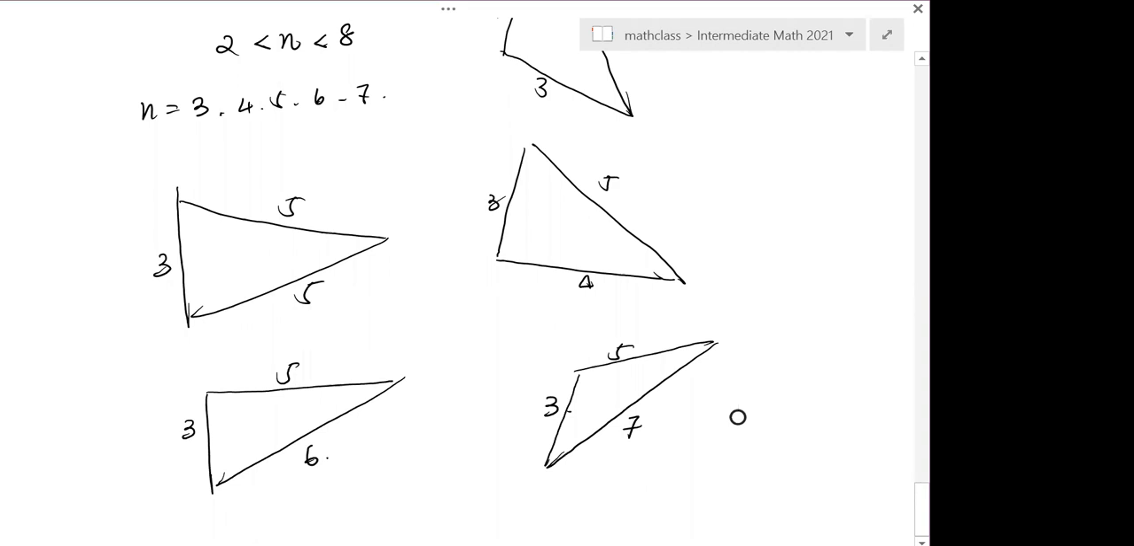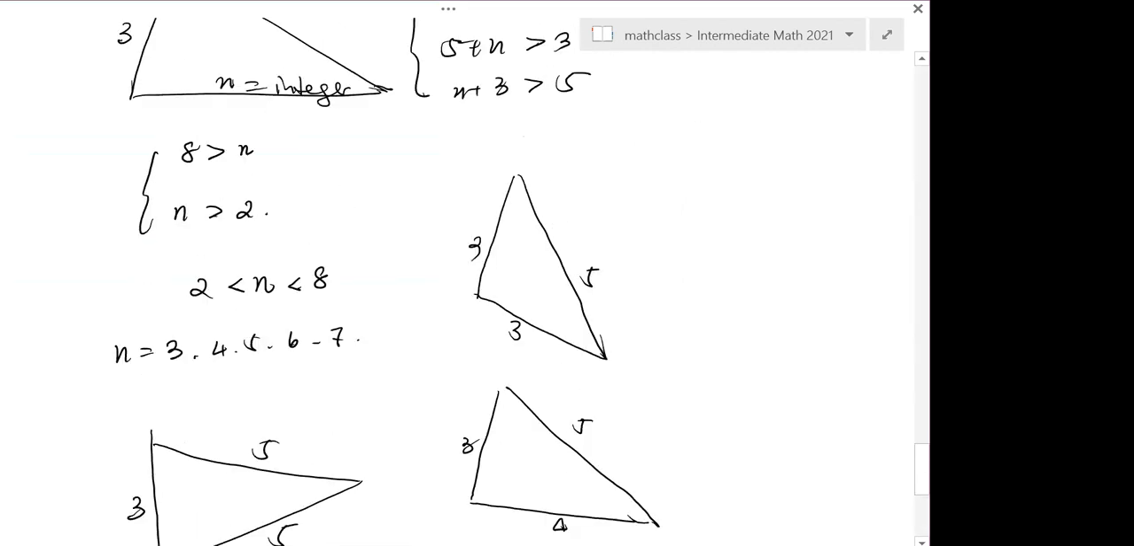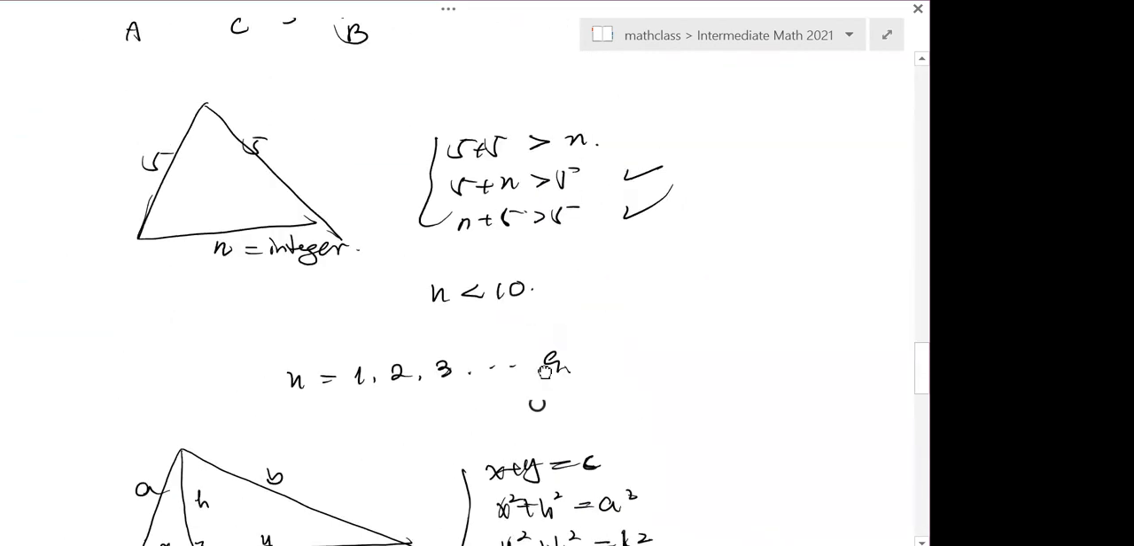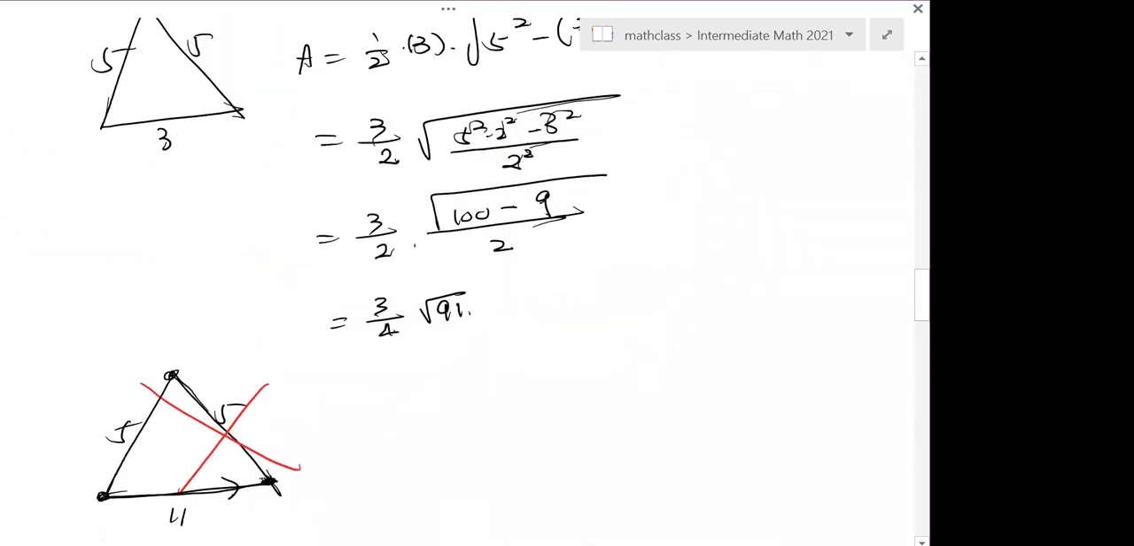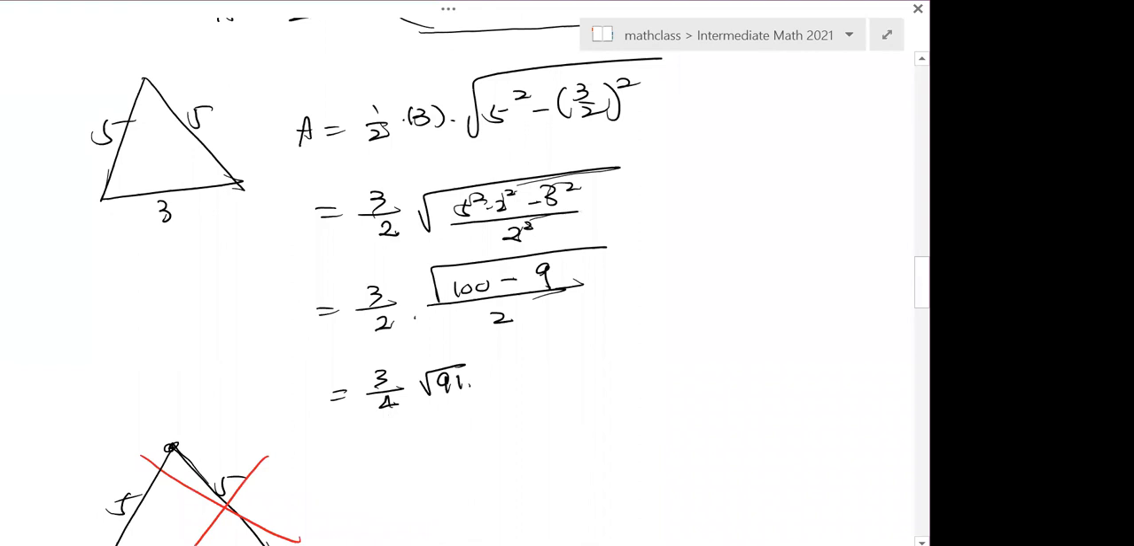I think I need Heron's formula only for the last two. Why? Because for the first two, we already have the formula. Okay, 3, 3, 5, right? So let's look at the first one. Yeah, this is 3, 3, 5. Do we have the formula somewhere? It's important to have the formula, so you don't need to repeat it over and over again. So this is our formula, right? The base, half of the base, and a squared minus b squared.